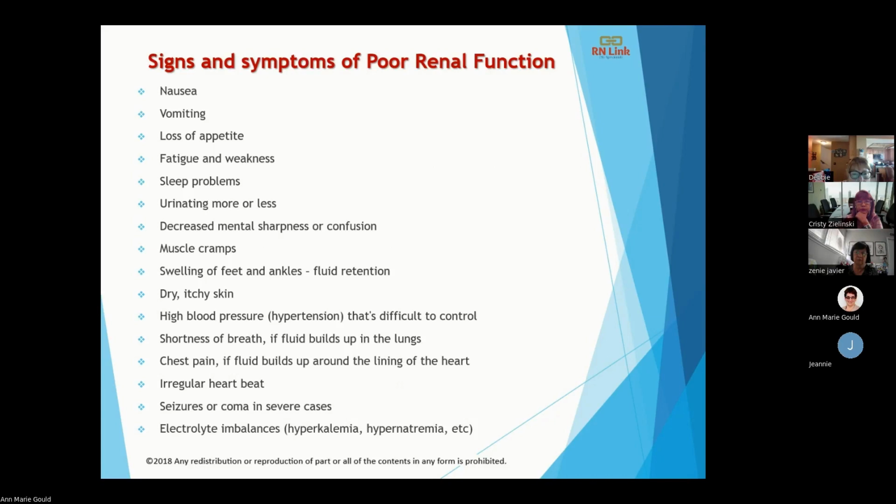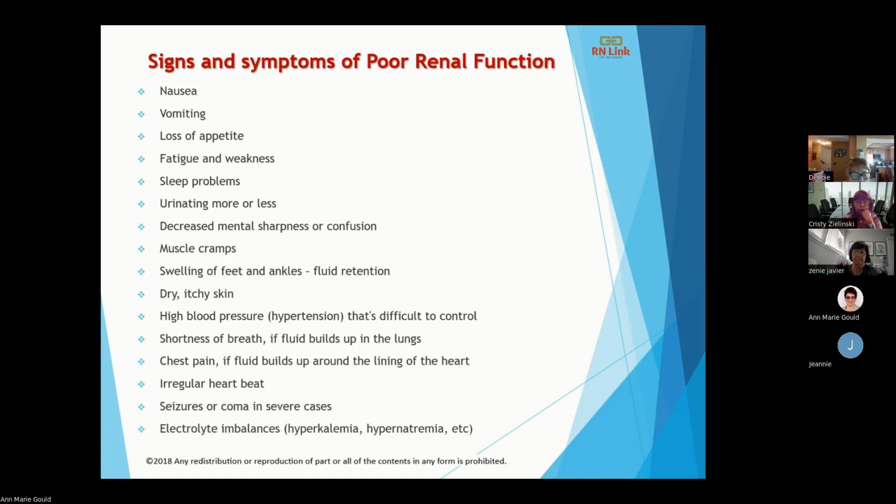So let's talk about signs and symptoms associated with poor renal function. Nausea, vomiting, loss of appetite, see that all the time. Fatigue and weakness, sleep problems. They're either urinating more or they're urinating less. They have confusion, decreased mental sharpness. Muscle cramps is another big one. Even fluid retention, swelling of the feet and ankles. Dry, itchy skin. Hypertension that may be difficult to control.